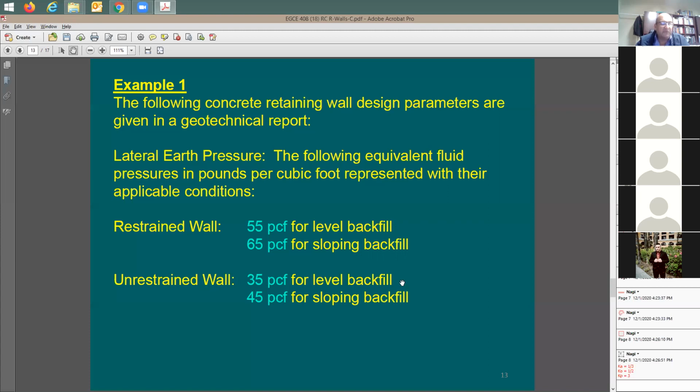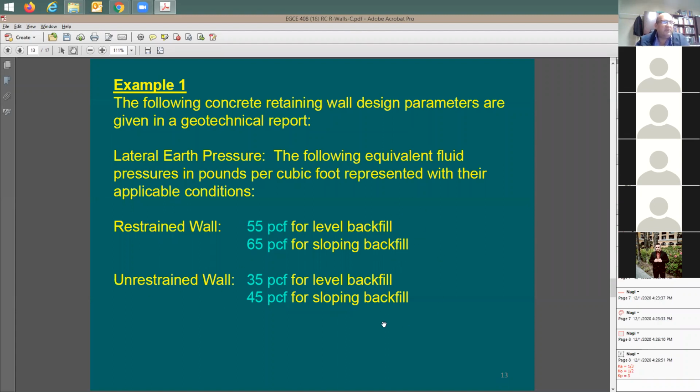So instead of using the K factor. Professor? Yes. You said that a restrained wall is a wall that's like in a basement? Yeah, like at rest. Oh, okay, got it. Thank you. Unrestrained is going to be like the cantilever one.